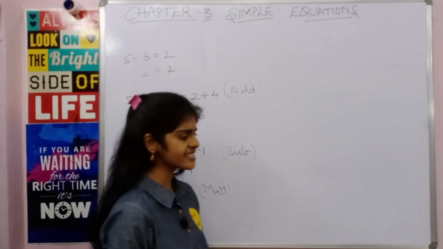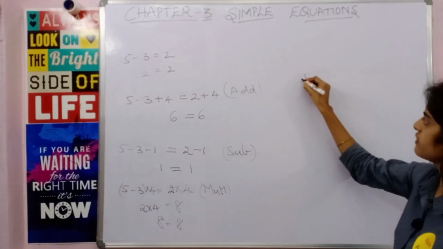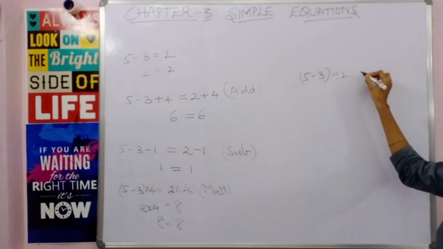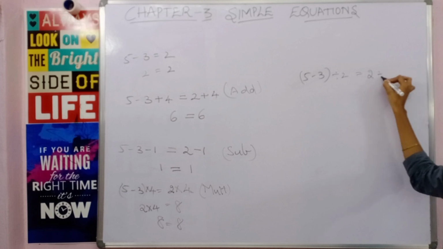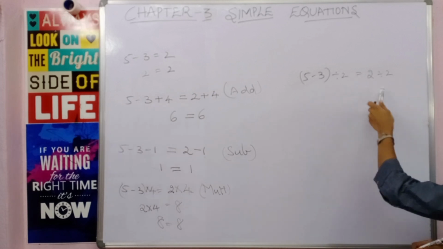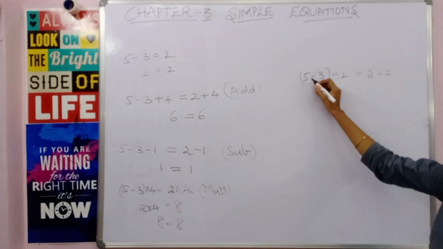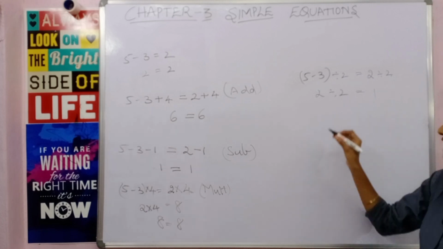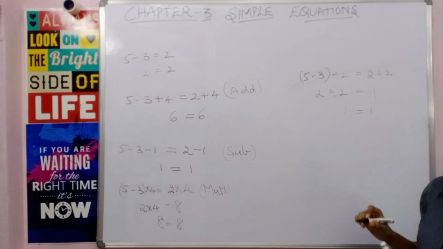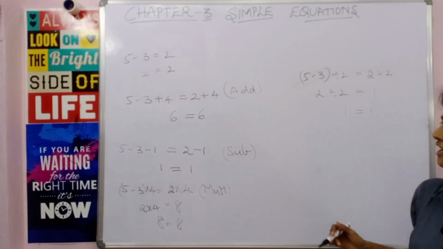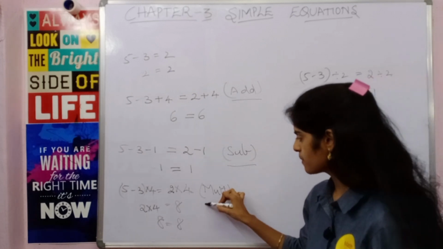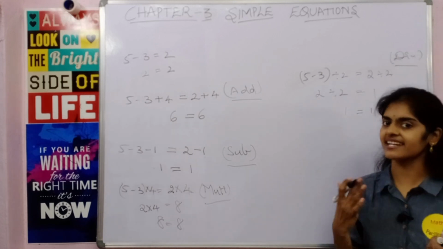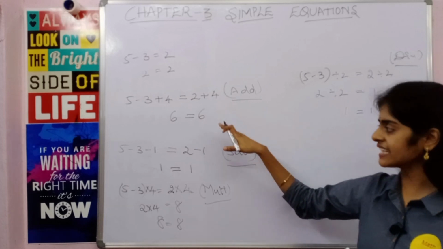Now let us check for division. 5 minus 3 is LHS and I want to divide it by 2, and let us see if it is equal to the RHS divided by 2. We are dividing LHS and RHS by the same number 2. So 5 minus 3 is 2, divided by 2 is 1. Here also 2 divided by 2 is 1. So LHS equal to RHS. From this you can conclude that whenever you are adding, subtracting, multiplying or dividing LHS and RHS by the same number, the equality holds good.